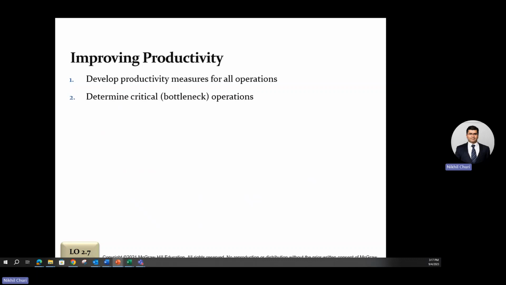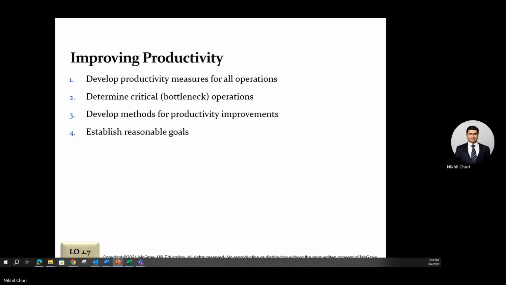So one of my proposals while developing the projects for this class is that we'll try to utilize the existing operations of maybe some of the students, and within those operations we'll try to go into the detail, identify the bottlenecks, and try to come up with corrective actions. So the second one is improving productivity: identifying the bottlenecks and focusing on the bottleneck is the right approach to move forward. Third one is to develop methodologies for productivity improvement, again an ongoing challenge. Next one is to establish reasonable goals.